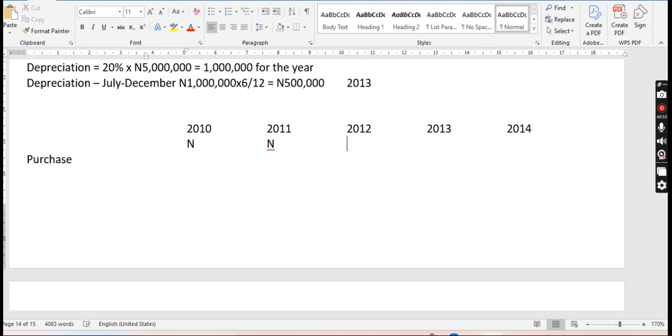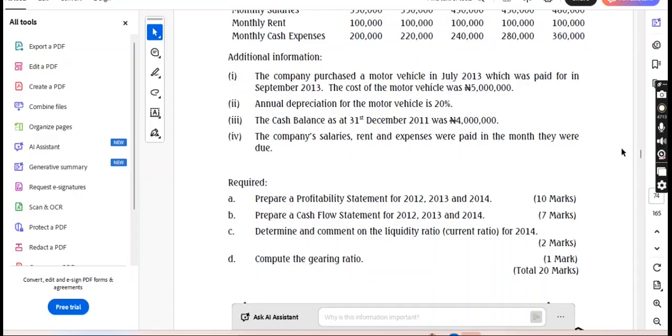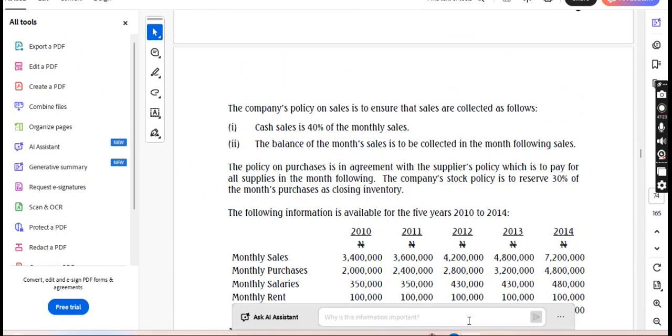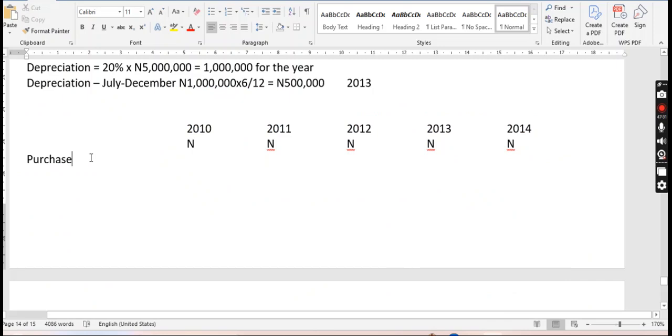The purchases in the question. Can someone read that part? The part of purchase. Okay, so the policy on purchases is in agreement with the supplier's policy, which is to pay for all supplies in the month following. Okay, thank you. In the month following, right? The question is, what is the yearly purchase?